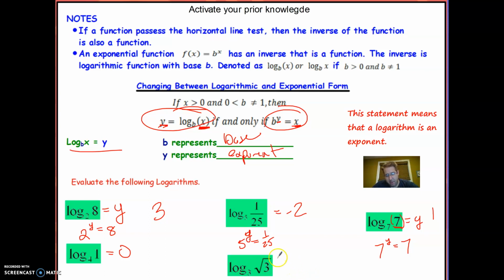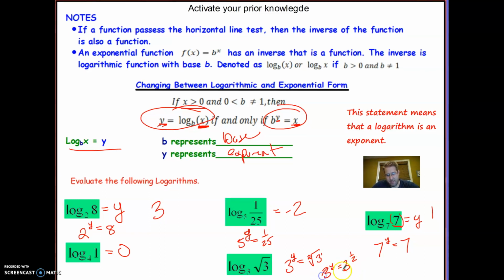3 to the what power equals square root of 3. Now you have to remember that square root of 3 is really 3 to the 1/2 power. So if this becomes 3 to the y equals 3 to the 1/2 power, well, you probably learned in Algebra 2 that once the bases are the same, then the exponents must also be the same. So that's how you solve it. So y equals 1/2. The answer is 1/2.